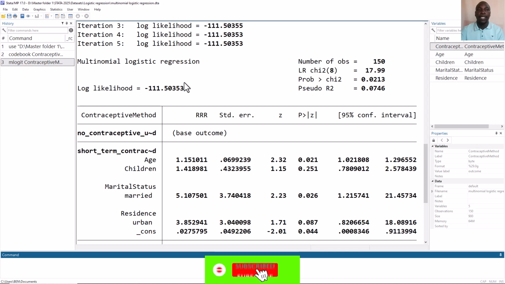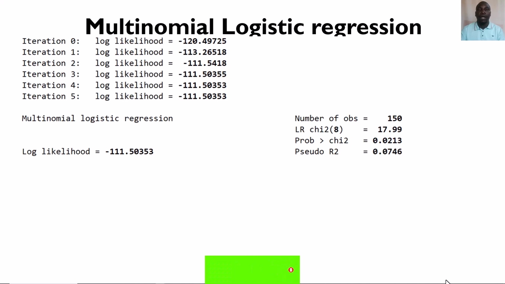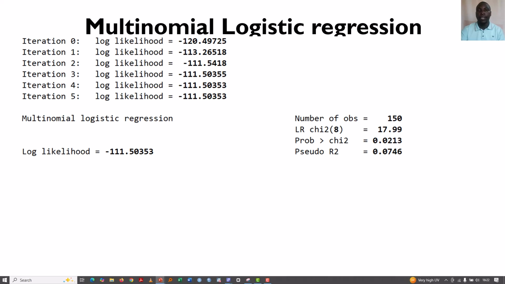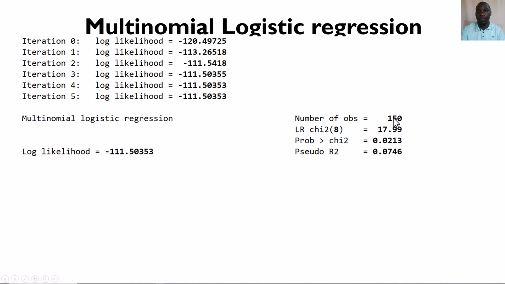So now let's interpret this output using our PowerPoint here. So the first part of our model was looking like this. It has the iterations, and then we can see that we have a total of 150 observations. The likelihood ratio chi-square at 8 degrees of freedom has a value of 17.99 with a p-value of 0.012. Then the pseudo R squared of 0.0746.